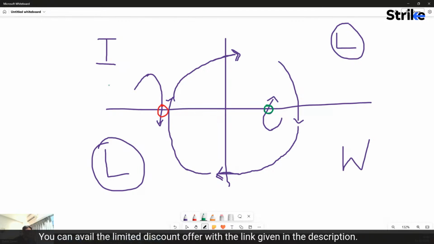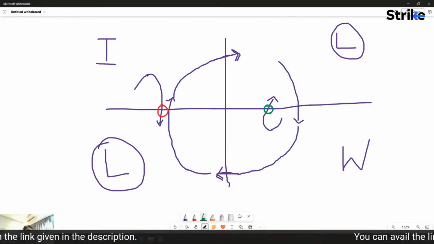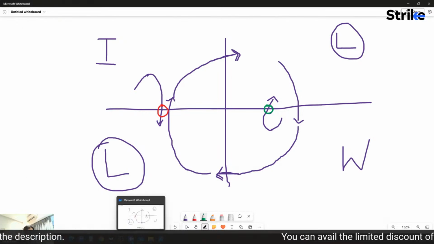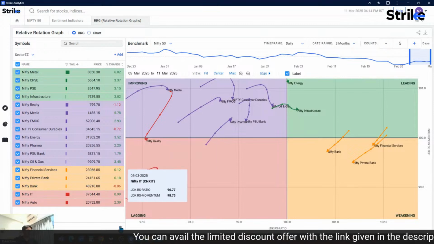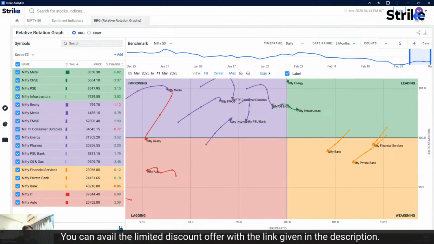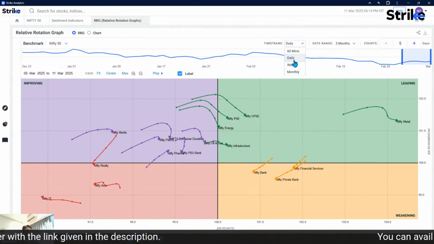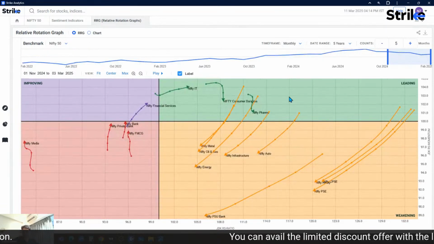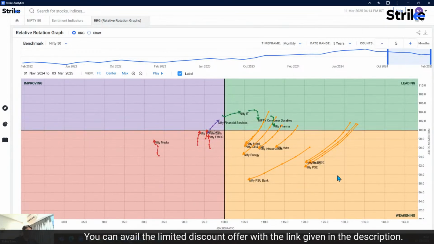Now, let me show you the real chart over here. So let's now focus on the monthly time frame. Let's understand from the investor's point of view. Instead of daily, I am looking at a monthly time frame chart. So this is what we've got.